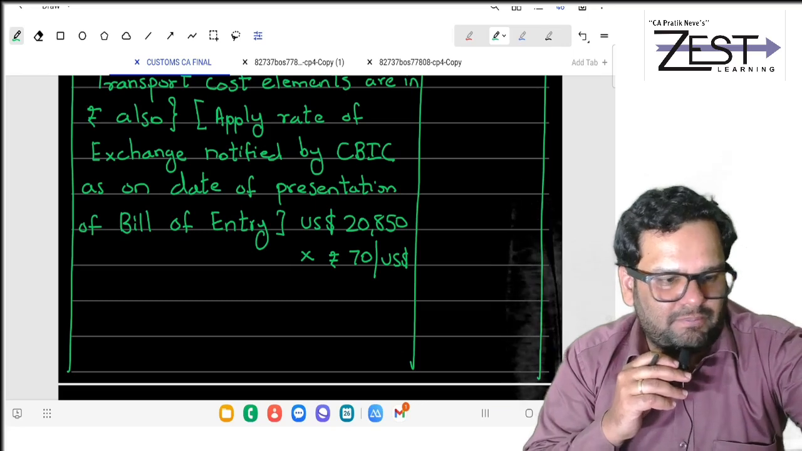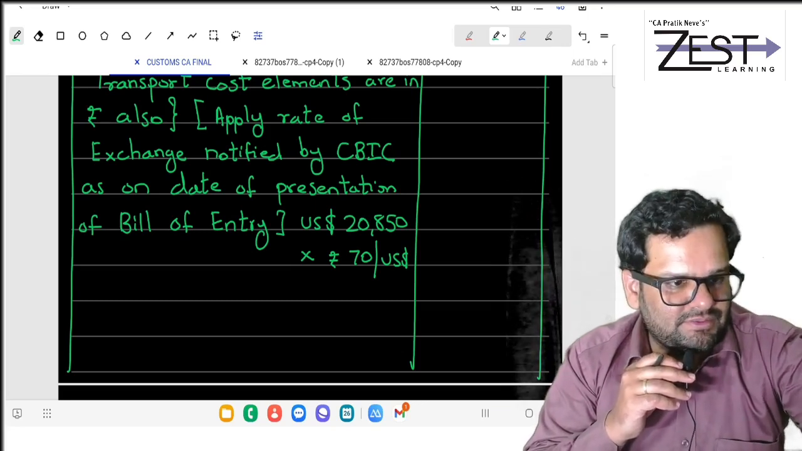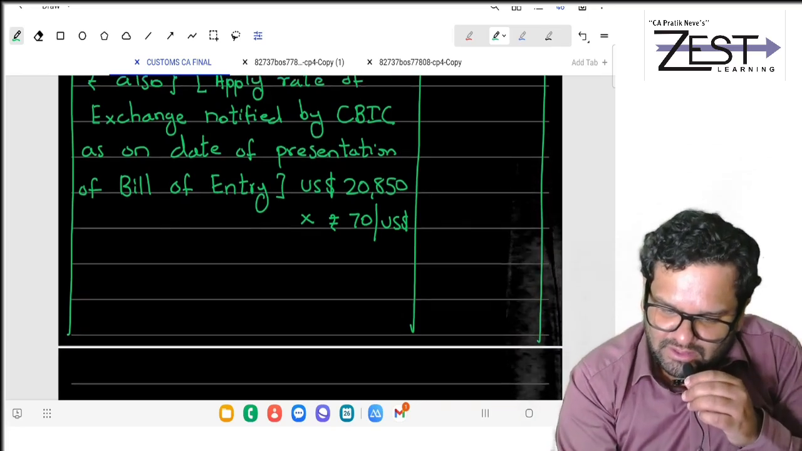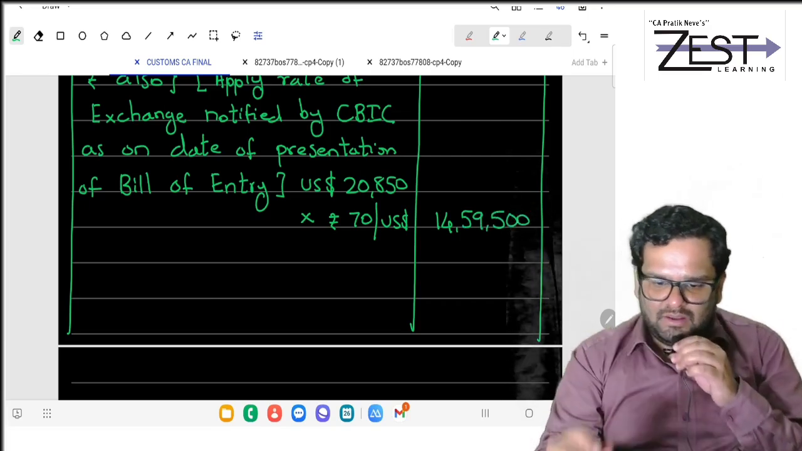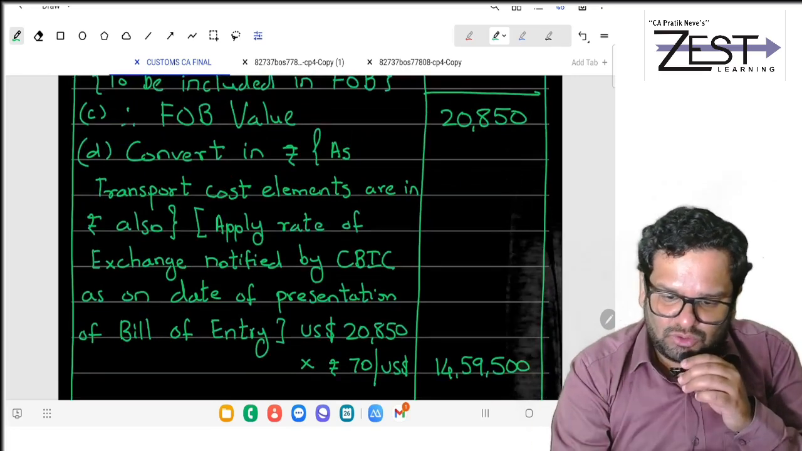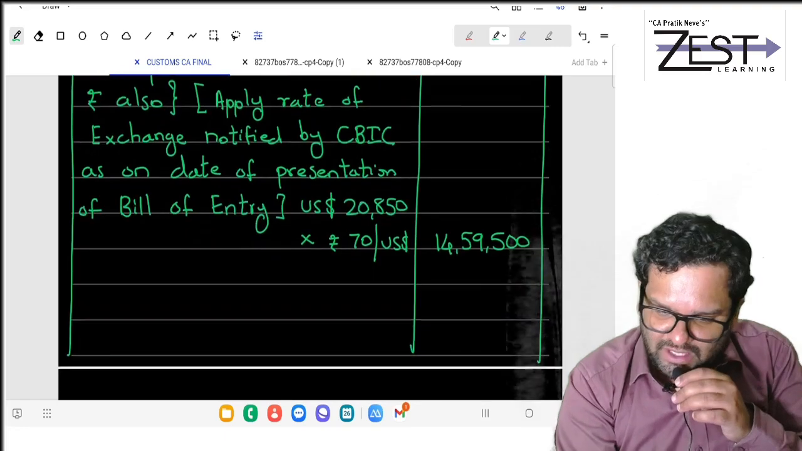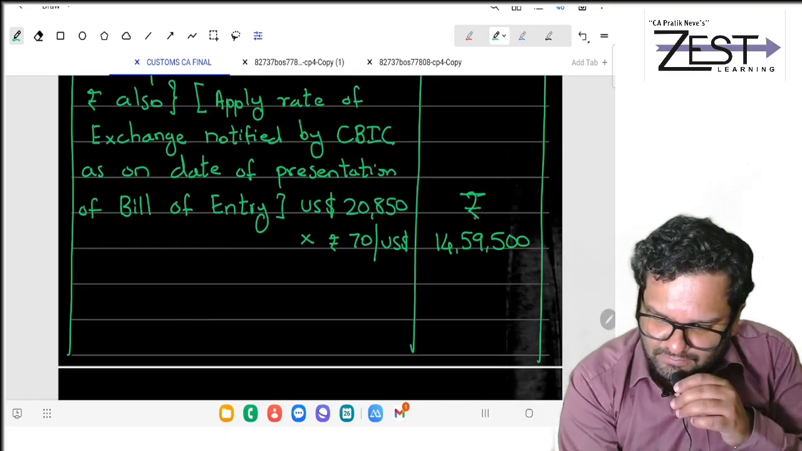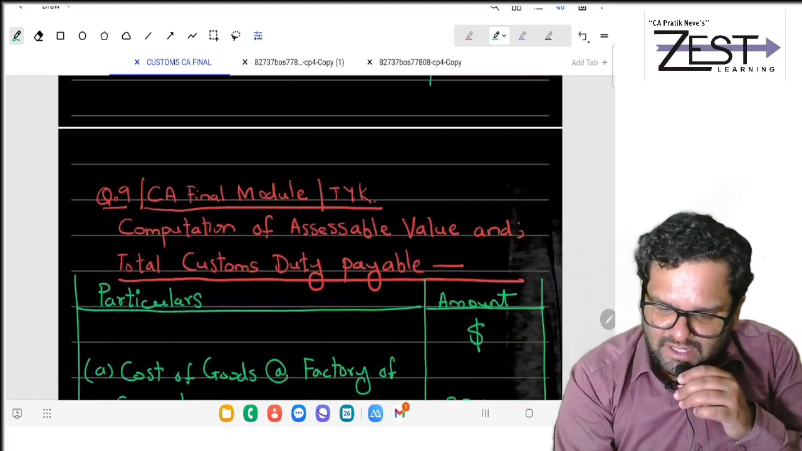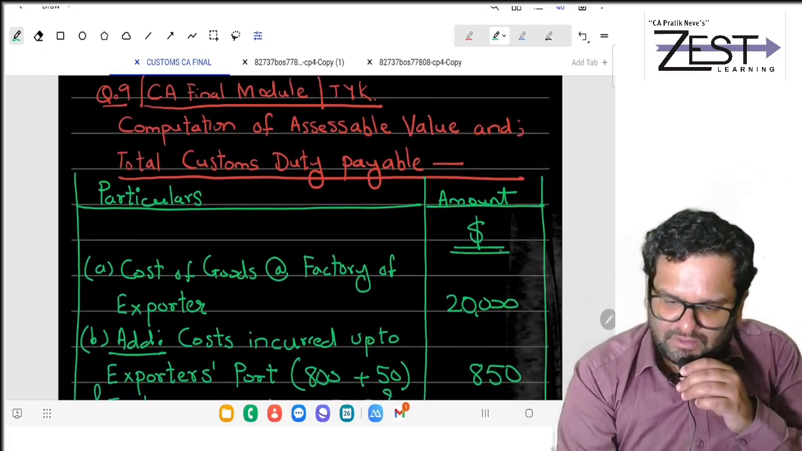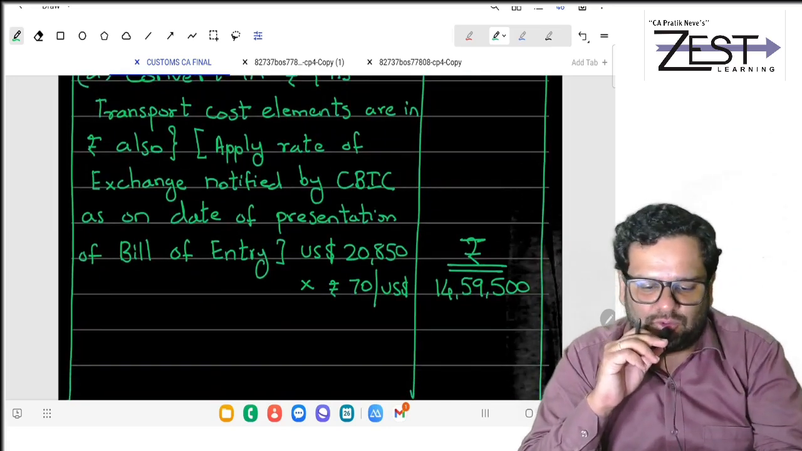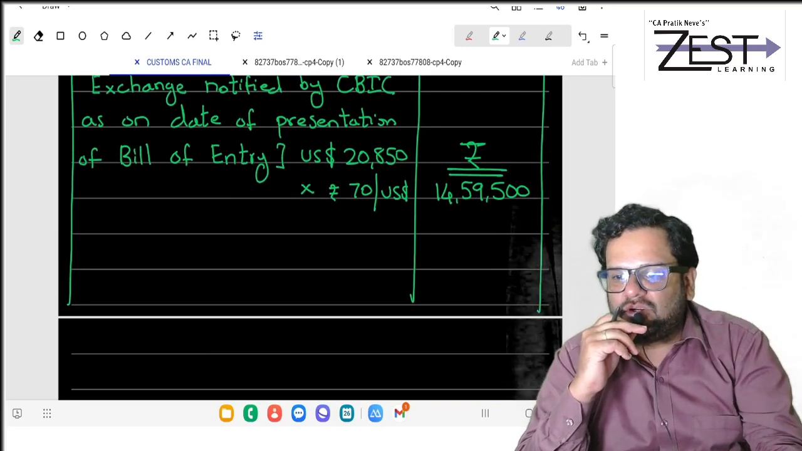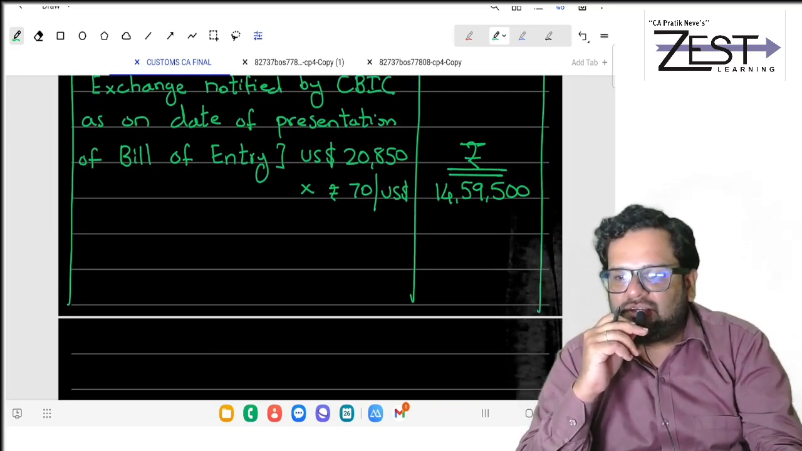20,850 multiplied by 70. Are you getting 14 lakh 59,500? But friends, at this juncture, don't forget to write here rupees, because earlier I had written dollars. Now working in rupees starts. So be very cautious, be very careful. When you have got till this point, say see in the chat window.